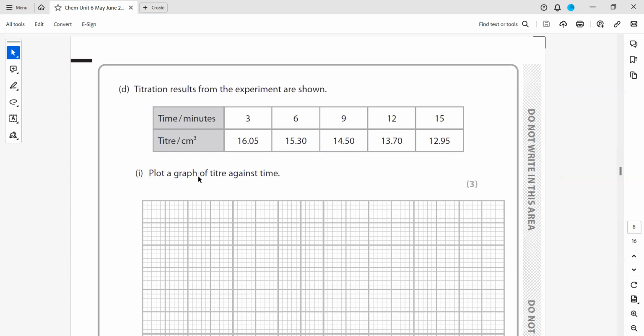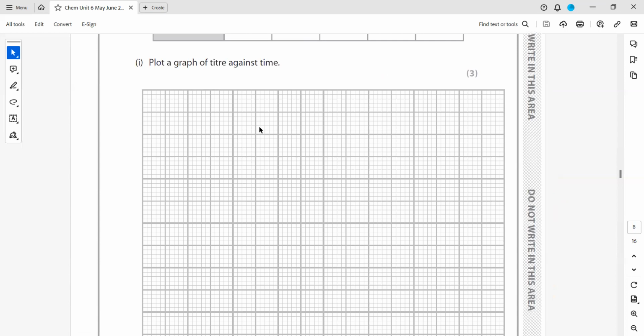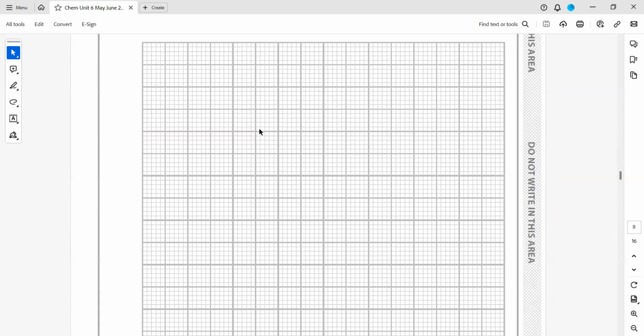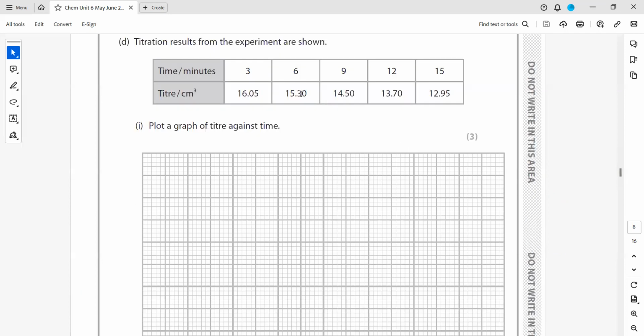Next, the titration results are there. We have to plot a graph of time and titre. So plot the graph against the time, and the titre. So what will be the shape of the graph? As you can see, as time progresses, the amount of titre, like after 3 minutes we need 16, then 15, 14, 13. So that is the volume of titre we need, and the time axis.